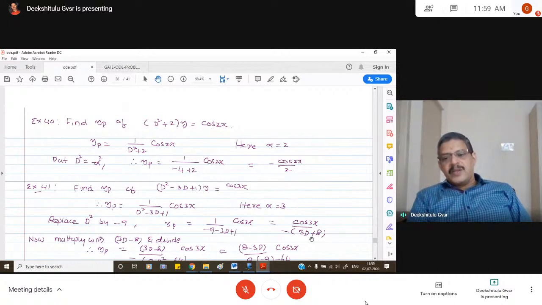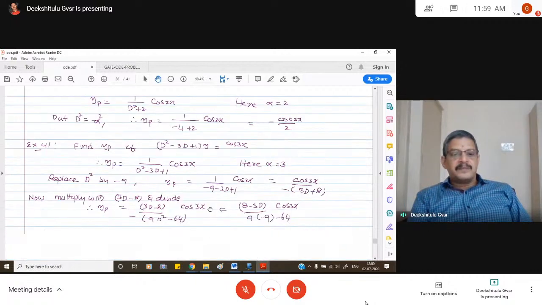What we can do is, if you multiply the numerator and denominator with 3D minus 8, what happens? The numerator is (3D minus 8) divided by (3D plus 8)(3D minus 8). So (a plus b)(a minus b) is a square minus b square, so 9D square minus 64. Now D square is there in the denominator, a function of D squares.